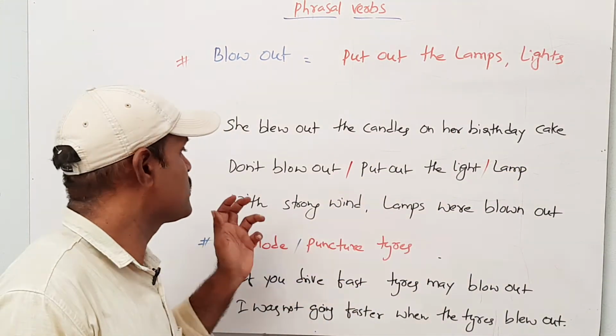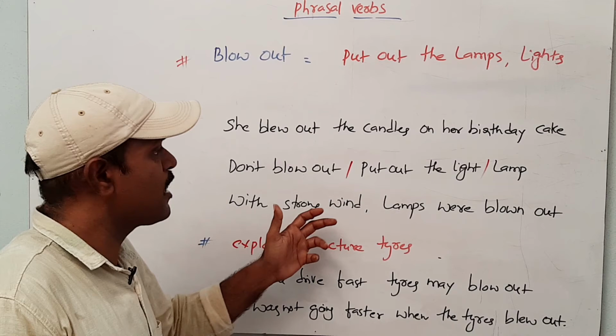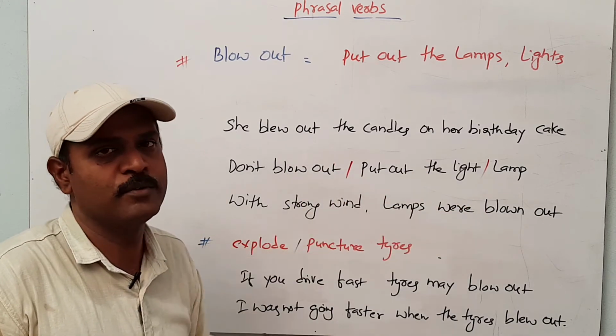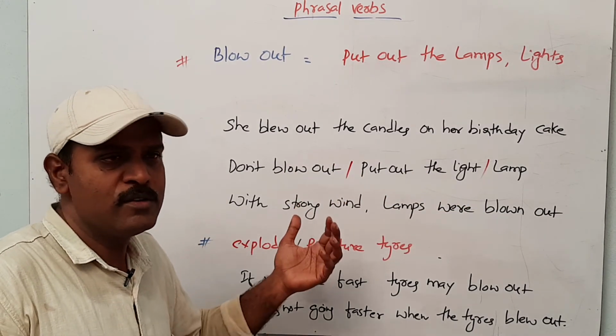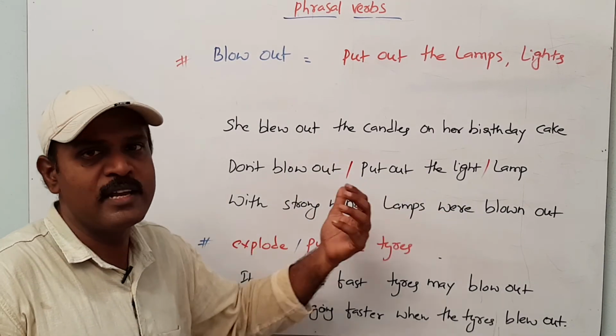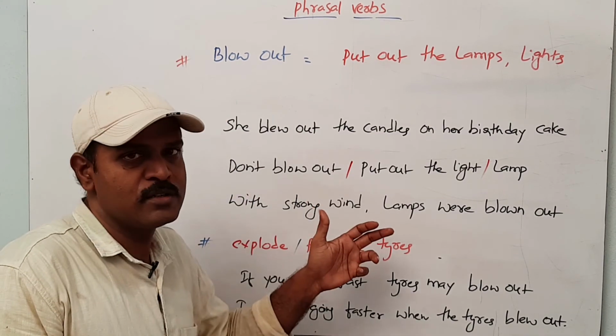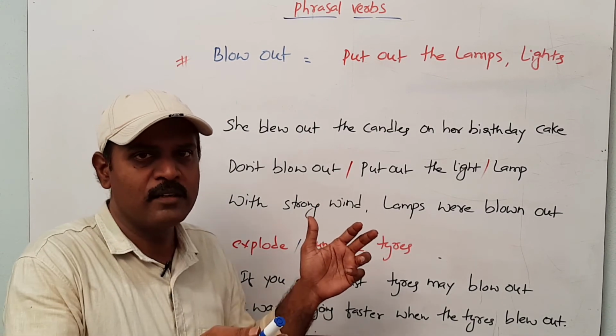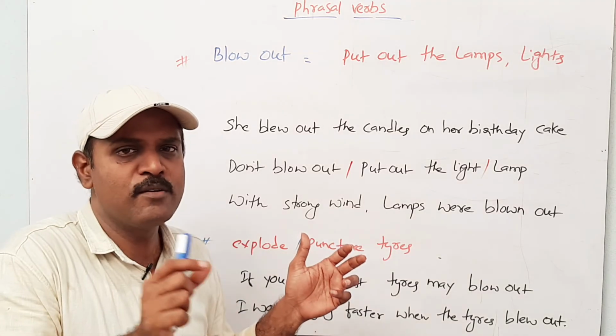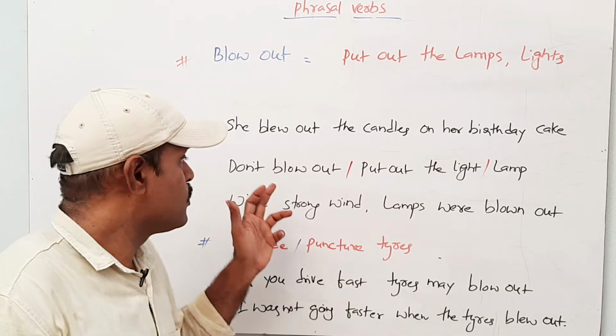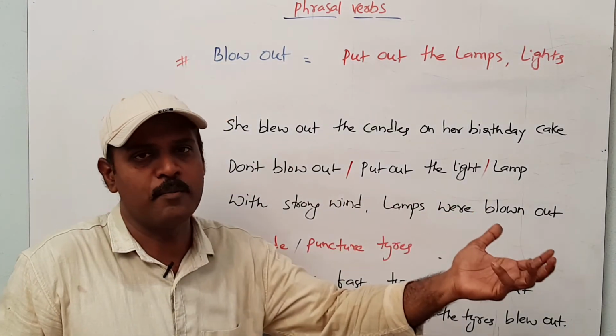Right? Next one. Don't blow out or put out the light or lamp. You can use blow out or put out interchangeably. There is no problem. Here, don't blow out. I'm ordering, I'm suggesting. It is a kind of mild order. Don't blow out the light or lamp.